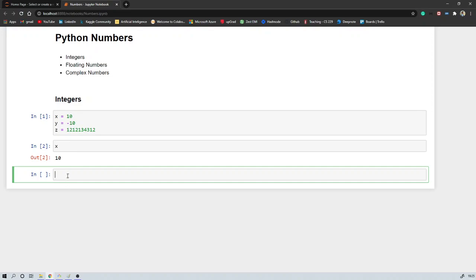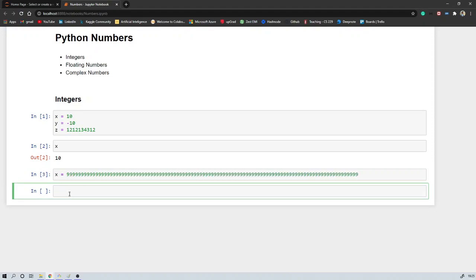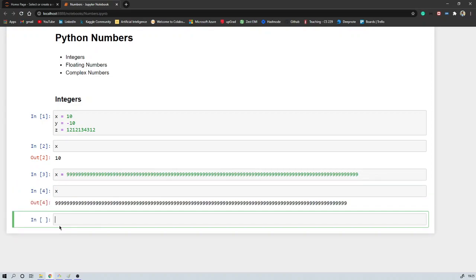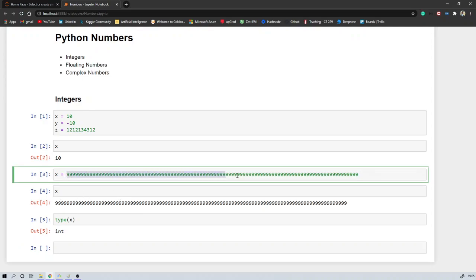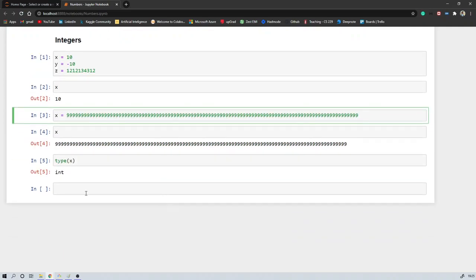Now in Python we have a wonderful precision advantage, where we can have any size of integer. For example, I create an integer with a very large value, and that is also valid in Python. And if I check the type of x, it is still an integer. So there is no limit on integer values, you can have any value.